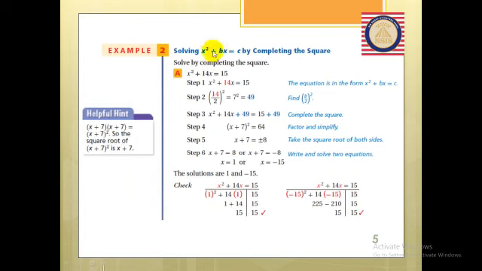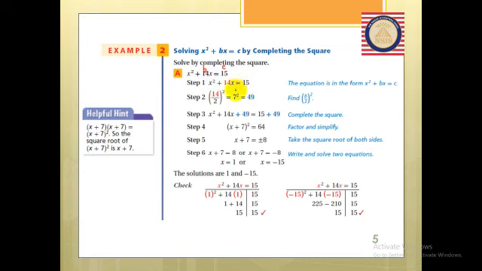Here, x power 2 plus bx equals c by completing the square. Here, where is my b? My b is 14. Very good. Where is my c? It's 15. Very good. Here, what is the first step? I'm going to put it in the form of x power 2 plus bx equals c. And it's already in the form.